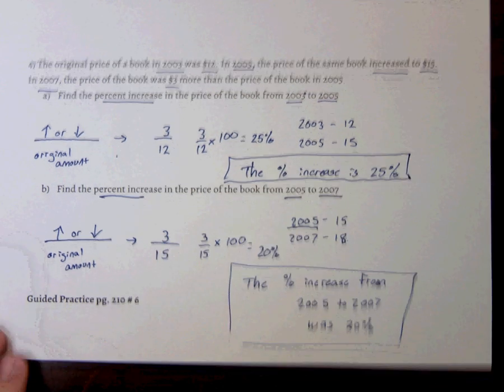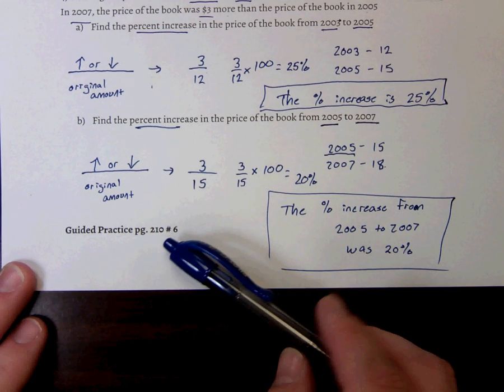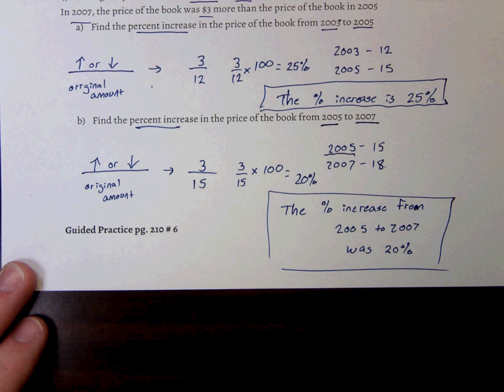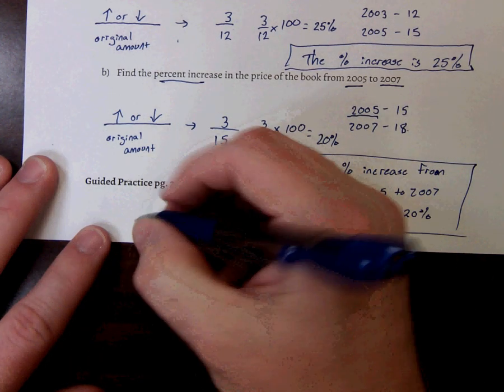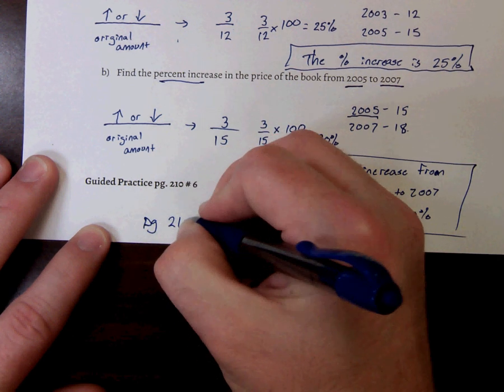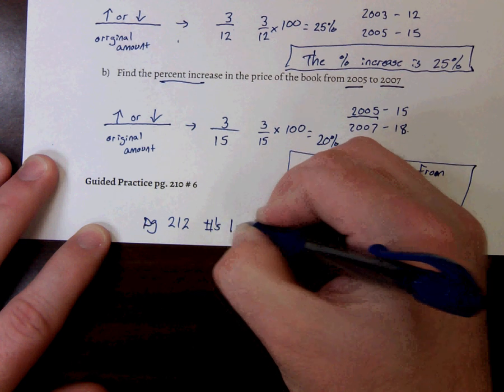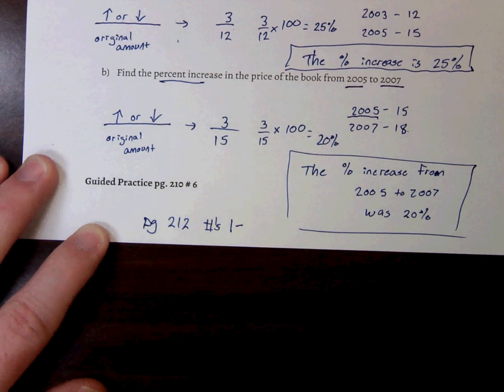Alright, at this time you can do guided practice on page 210, number 6, on your own. Alright, the assignment that goes along with this can be found on page 212, numbers 1 through 7.